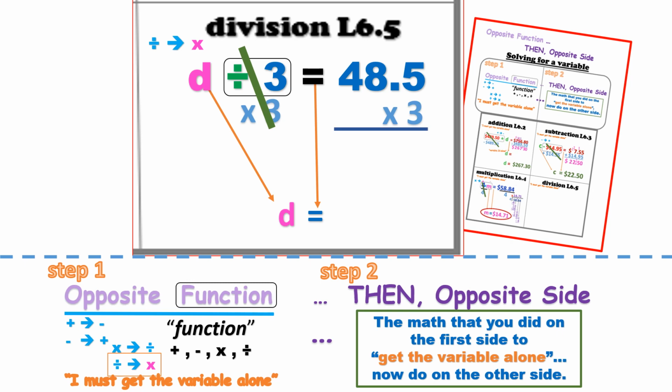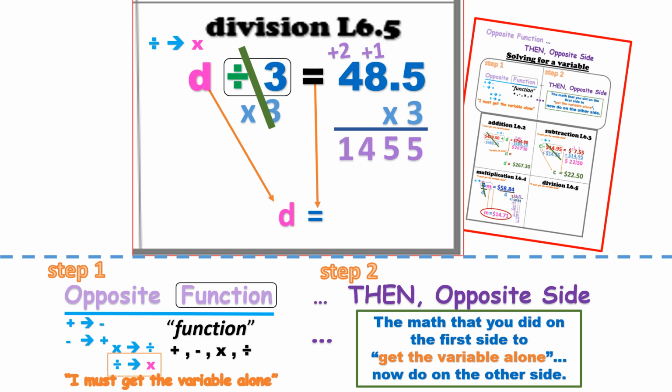48.5 multiplied by 3. Well, I take my 3 and I multiply. 3 times 5 is 15. Carry my addition of 1. 3 times 8 is 24. Plus 1 is 25. Put down my 5. Carry my addition of 2. 3 times 4 is 12 plus 2. 12 plus 2 is 14.